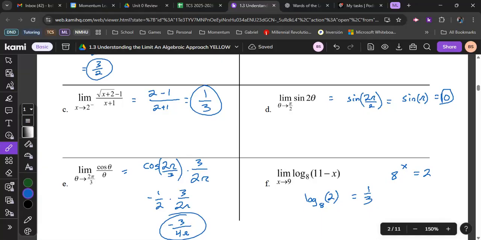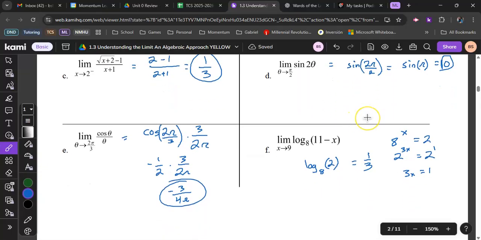If you can't see that it's a third directly from this, you could always solve it algebraically. Go 2 to the power of 3x equals 2. And then what you do is you drop the base. 3x equals 1. And then x just equals 1/3. Okay? You guys almost caught me there. I was like, no, the base is 8, so it should be 8.